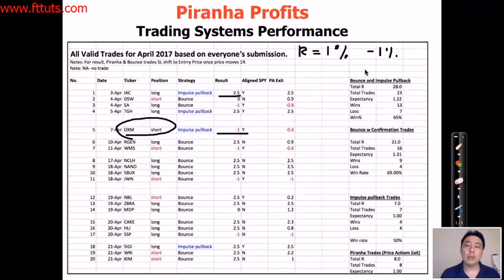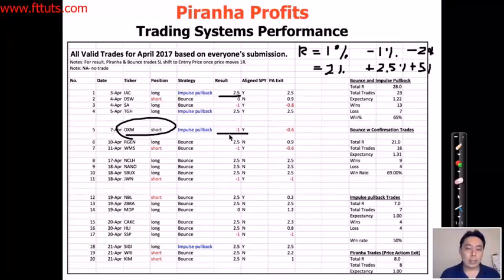So that means you get a return of 2.5% on your capital. All right, so we measure our performance in terms of R. Now, traders who are more experienced and more confident may risk 2% of their capital on each trade. So if you risk 2% of your capital and you have a loss, that's right, you lose 2%. But when you have a win, you win 2.5R, which means you win a 5% return on your capital. See how this works, right?